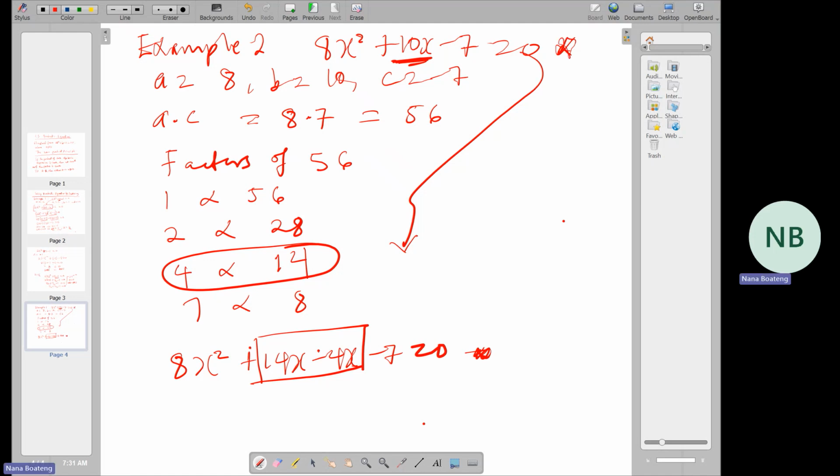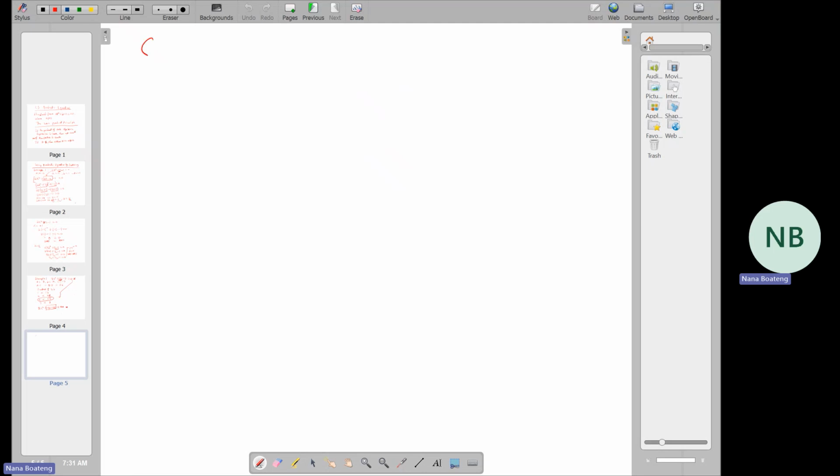All right, so if we write it this way, then the next thing: 8x squared plus 14x minus 4x minus 7 is equal to 0.